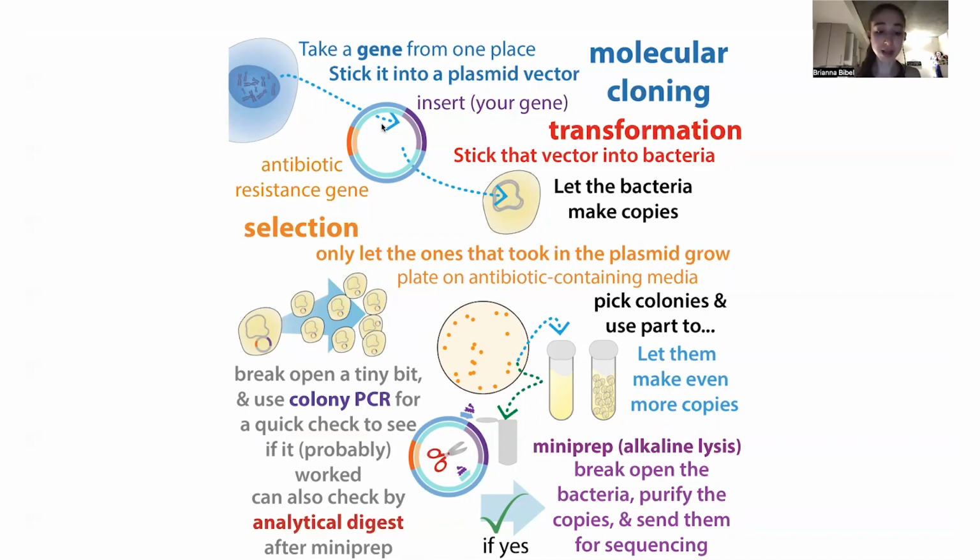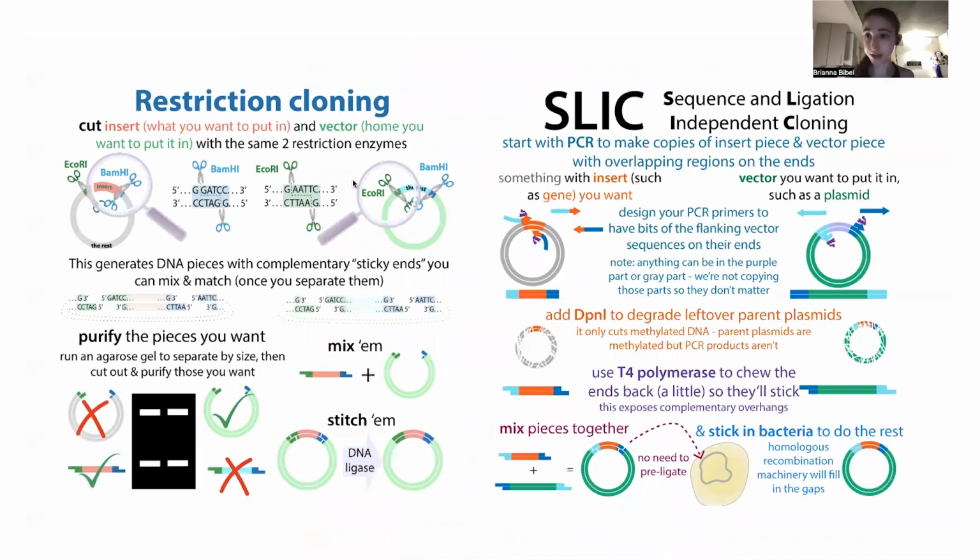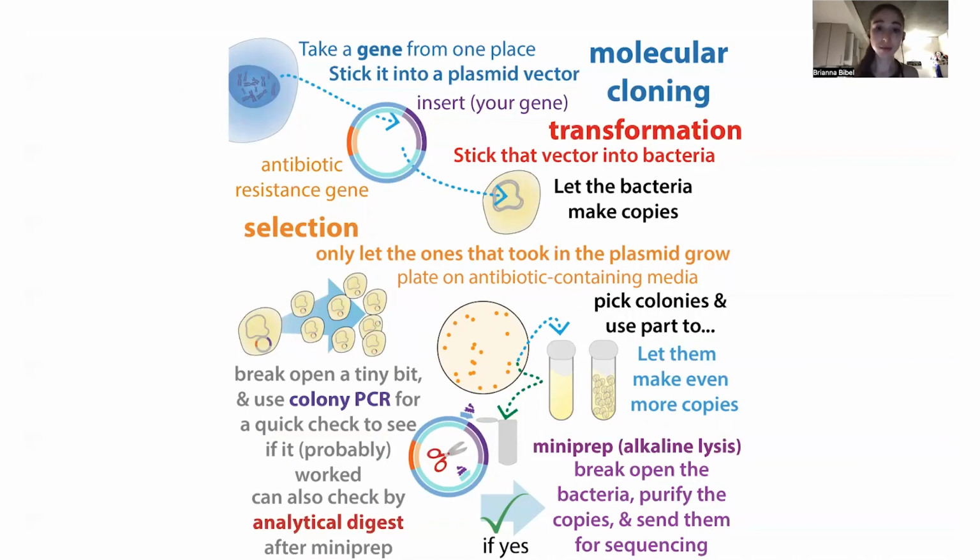And if you clone that plasmid, using a cloning method like restriction cloning or SLIC, there's a bunch of different methods, often not all of the clones are going to be successful in terms of actually getting the plasmid piece back together.